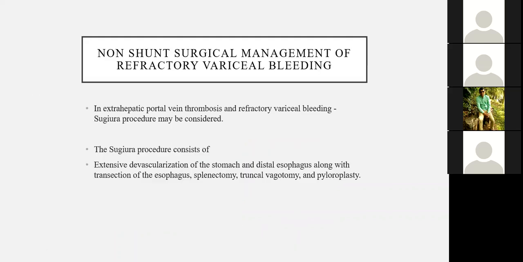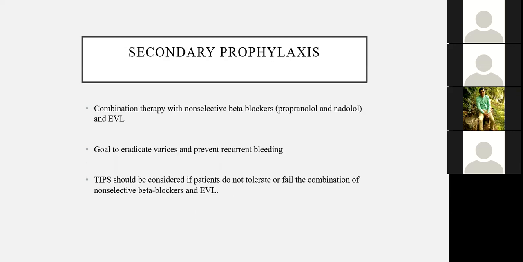And non-shunt surgical management of refractory variceal bleeding. In extrahepatic portal vein thrombosis and in refractory variceal bleeding, the Sugiura procedure may be considered. This procedure consists of extensive devascularization of the stomach and distal esophagus, along with transection of the esophagus, splenectomy, truncal vagotomy, and pyloroplasty. The secondary prophylaxis includes a combination of non-selective beta blockers and endoscopic variceal ligation. The main goal is to eradicate the varices and prevent recurrent bleeding.